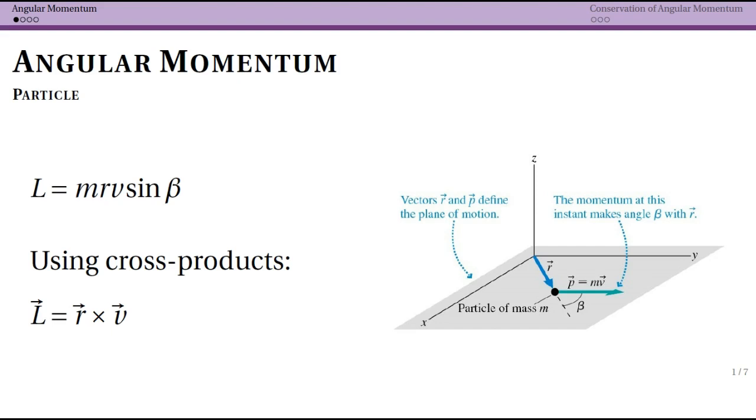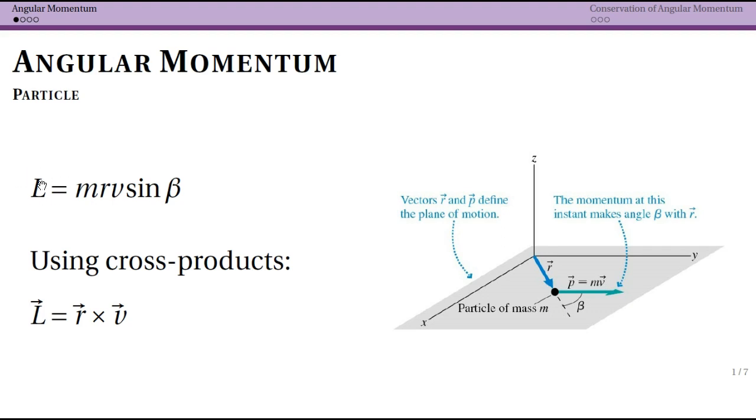We are now to angular momentum, which is perhaps my favorite topic from this chapter, and in a way the most important topic from this chapter. Now, we're going to start with the definition of angular momentum that is valid for particles only, and later we'll generalize it for extended objects.